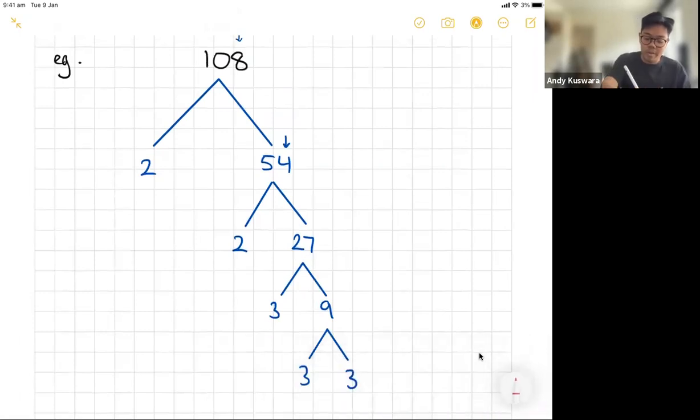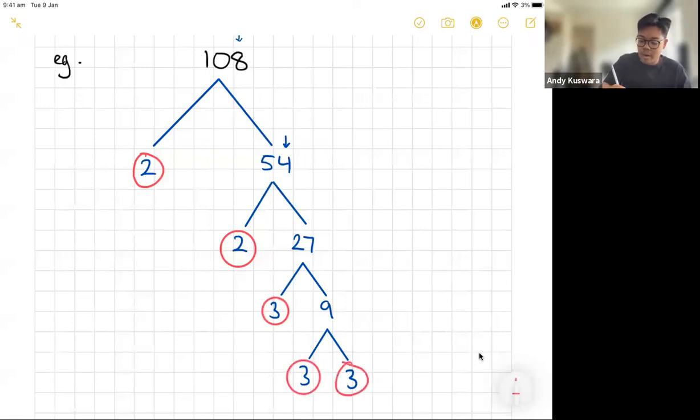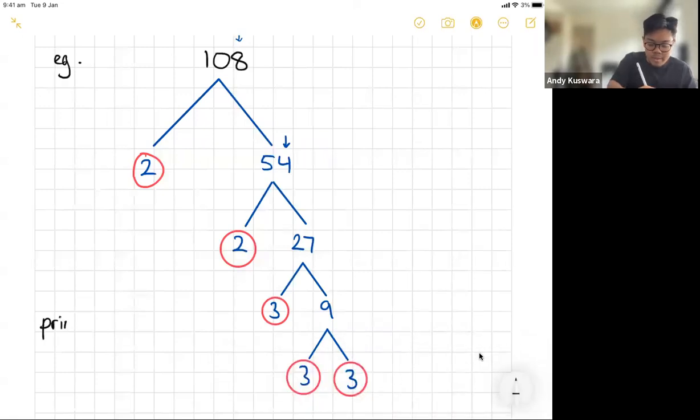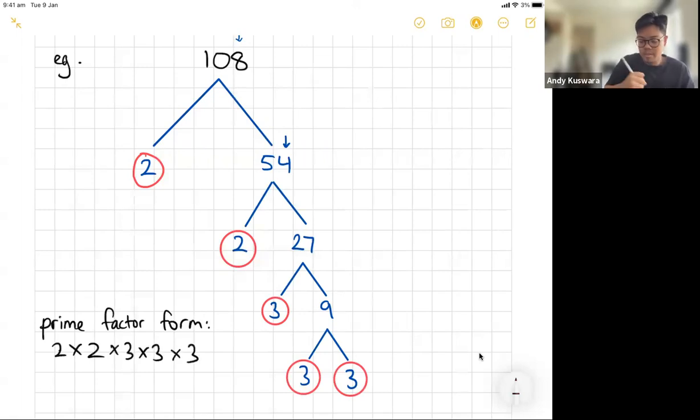And remember, we're going to circle every prime number. And you have to do that, especially in some of the questions because they ask you to. All right, so 2 is a prime, 54 isn't. 2 is a prime, 27 is not a prime. 3 is a prime, 9 is not prime. 3 is a prime, 3 is a prime. So if I wanted to write this out in prime factor form, it's going to be 2 times 2, I see those two 2's, times 3 times 3 times 3.